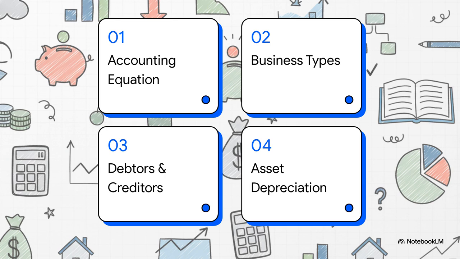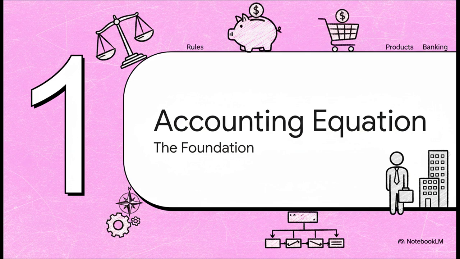First up, the basic accounting equation. Second, business classifications and inventory. Third, we'll look at managing debtors and credit. And finally, calculating asset depreciation. Okay, let's dive right into Section 1, the basic accounting equation.